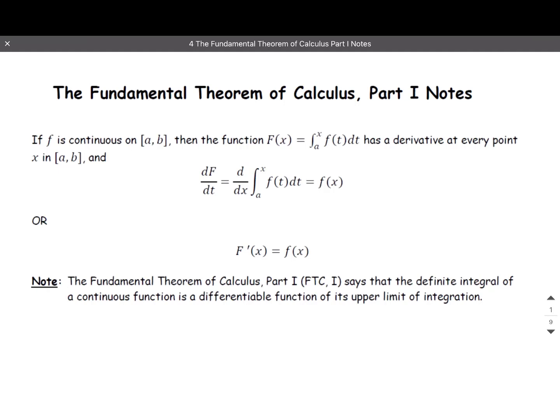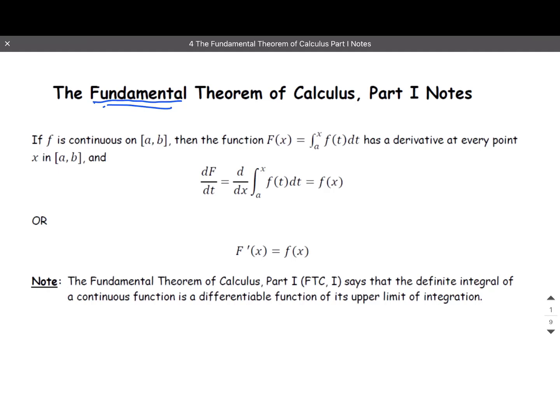We're going to look at the fundamental theorem of calculus. Remember, fundamental, that's like the basics, the building blocks of calculus. That's how important this theorem is. And it comes in two parts. We're only going to be able to look at the first part today.